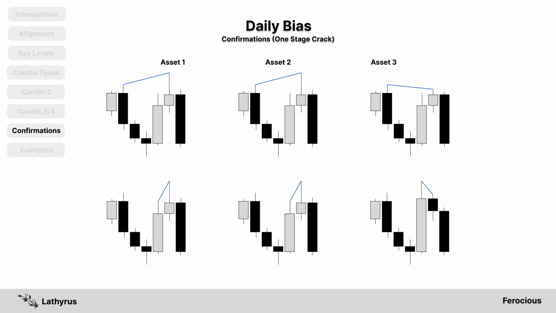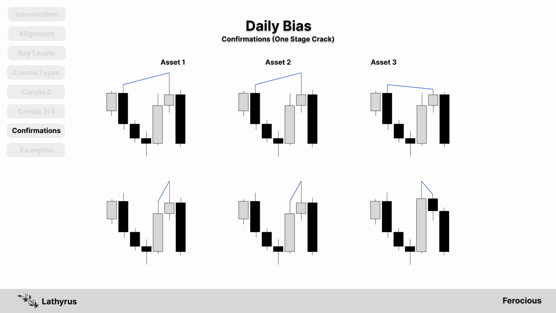So now let's talk about the confirmations I'm using to frame the C2 and the continuation candles. This is one of the confirmations I use, and this is the one stage crack I use. So it's just a regular SMT where asset 1 takes out a relevant high, asset 2 is doing the same, while asset 3 is failing to take out the high, but we all expand away from the SMT formation. That's very important.